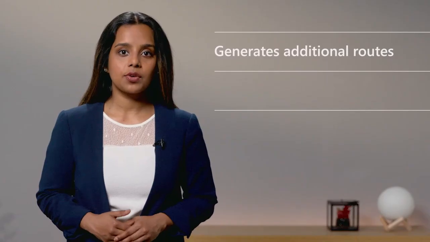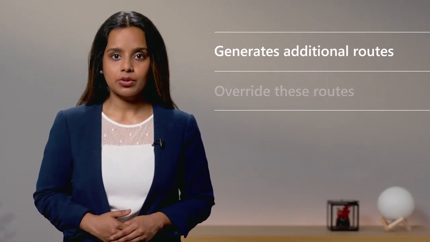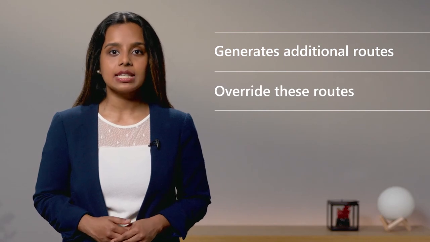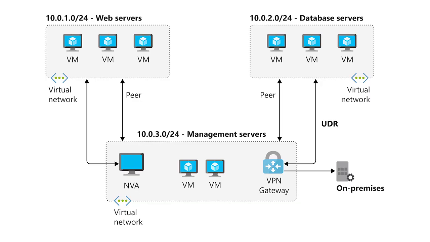within Azure. This connection allows virtual machines to communicate with each other both within the same region and across different regions. This communication generates additional routes within the default route table, and service chaining allows you to override these routes by creating user-defined routes between peered networks. For example, this diagram shows two virtual networks with peering configured. The user-defined routes are configured to route traffic through an NVA or an Azure VPN gateway.